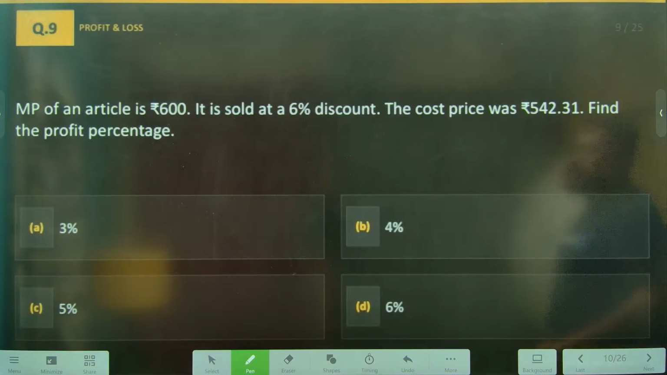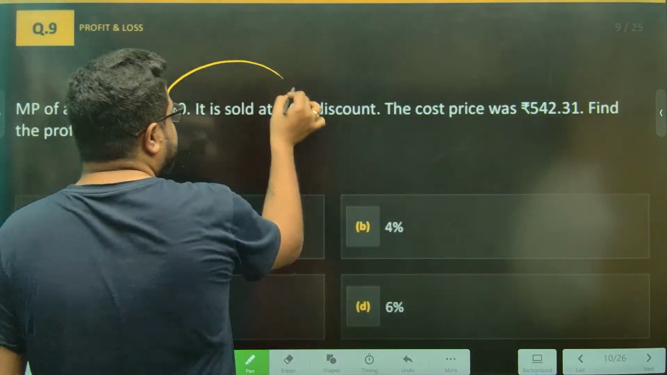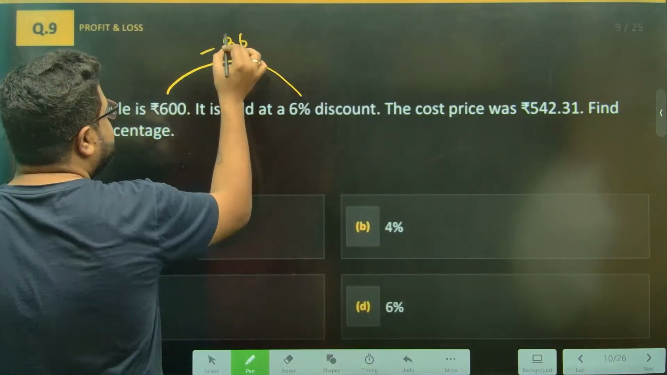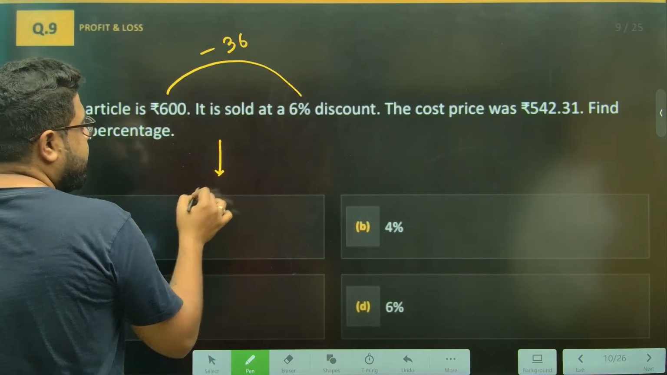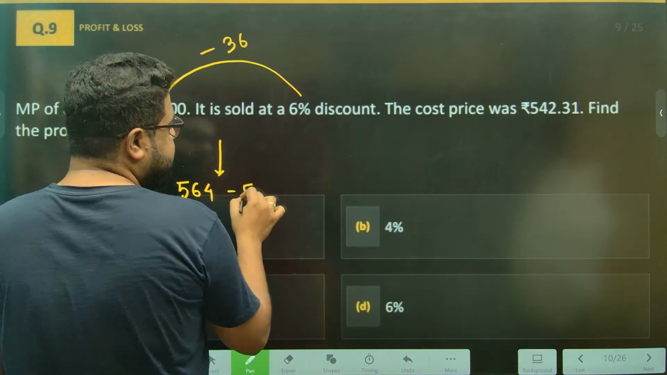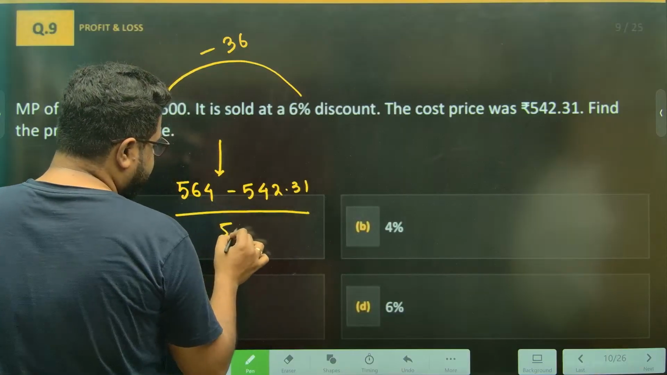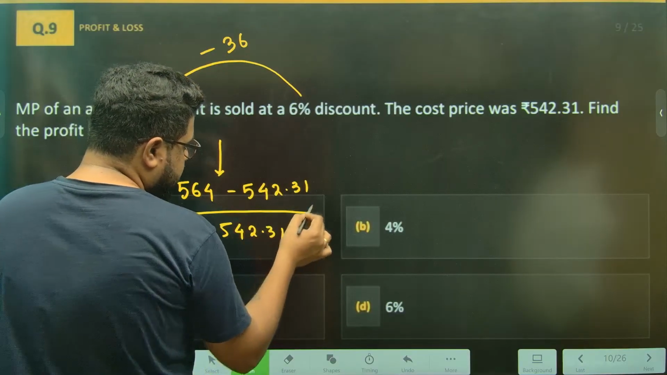Next one, MP given, discount given, cost price given. 6% discount, meaning 36 rupees discount on 600. So SP is 564 rupees, and CP is 542.31 rupees. By 542.31 into 100.